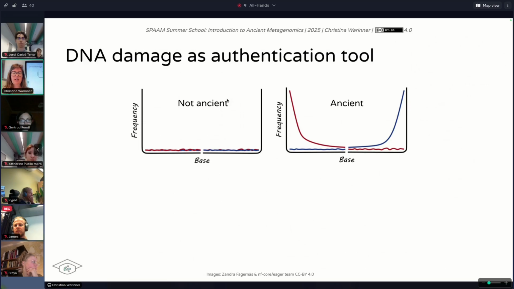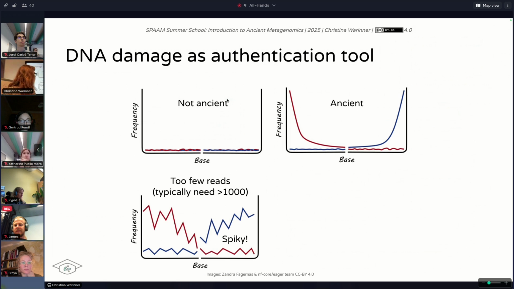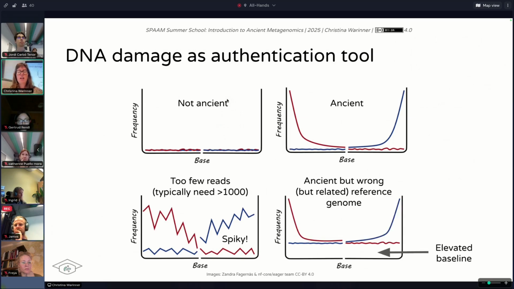So we can look at these patterns of DNA damage as an authentication tool. When we see no uptick of thymines on the ends of the molecules, for example, or adenines, we have this not-ancient signal, and when we do, we have this ancient signal. Sometimes people will see this other pattern where it's really spiky. That's common if you don't have enough sequences to statistically run the model. You typically need at least 1,000 reads to do this. And sometimes you get the correct shape, but the baseline is elevated, and that's a good indication that you've used the wrong reference genome.